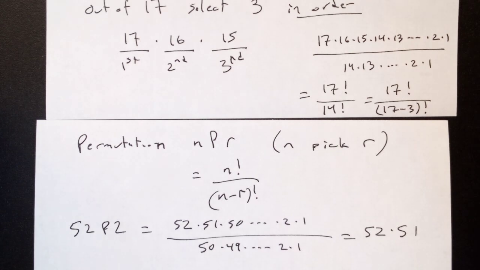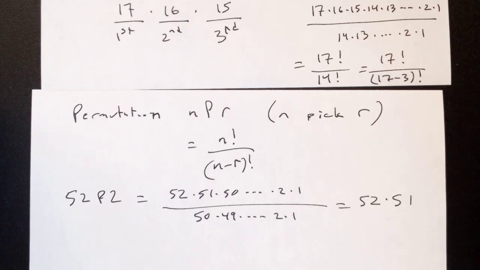But I can't repeat a card. If I'm using one deck of cards and you get the Jack of Hearts, no one else can get the Jack of Hearts. There's only one in the deck. So repetition is not permitted in this setting. If repetition is permitted, I need to use the regular counting rules. I can't use this idea.